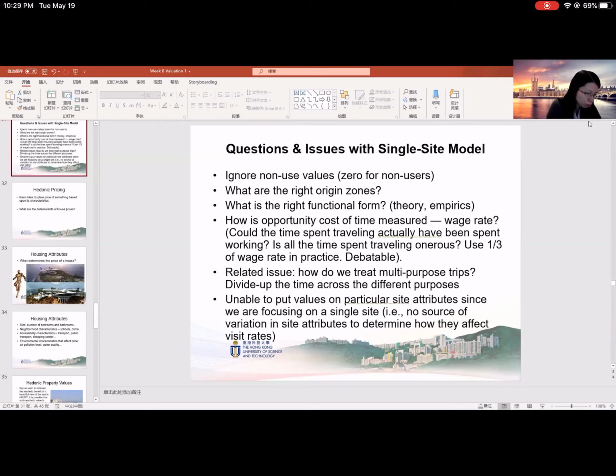So the origin zone doesn't matter that much. It's not a key issue here. Okay, thanks.